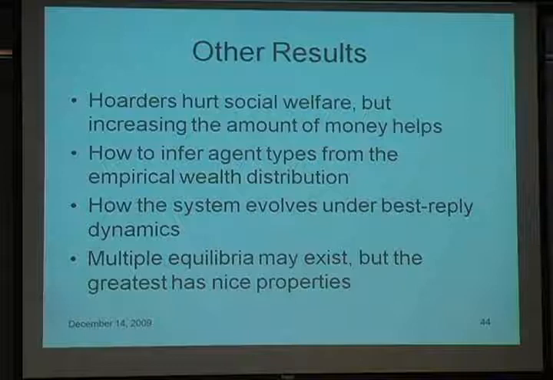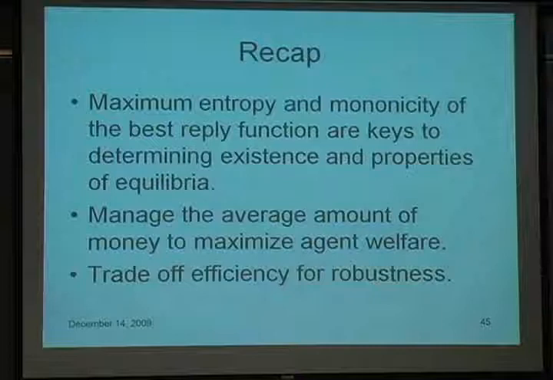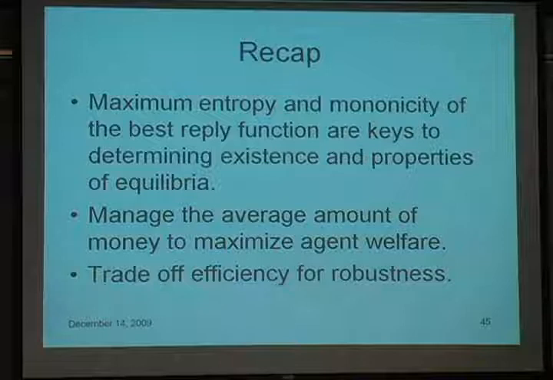There's also more on how the system evolves under best reply dynamics, rather than just the static equilibrium, how things get there. Multiple equilibria may exist, but the greatest equilibrium has the nicest properties. To recap at a technical level, maximum entropy and the monotonicity of the best reply function are the keys to analyzing the behavior of the game. The key to managing social welfare is to manage the average amount of money. It's the key knob you have to turn as a designer, and there's a trade-off between efficiency and robustness in the system. So, thank you.